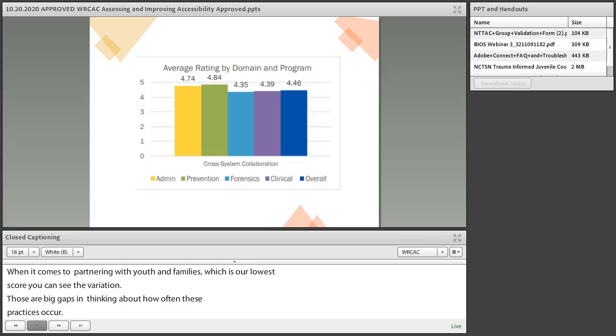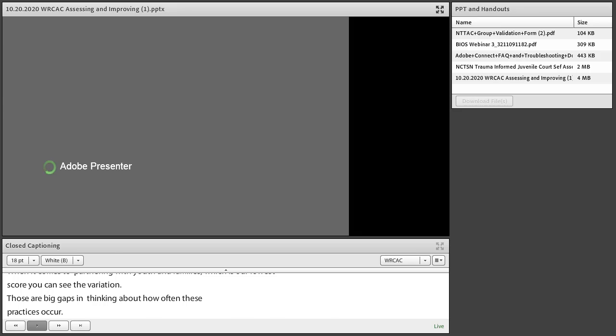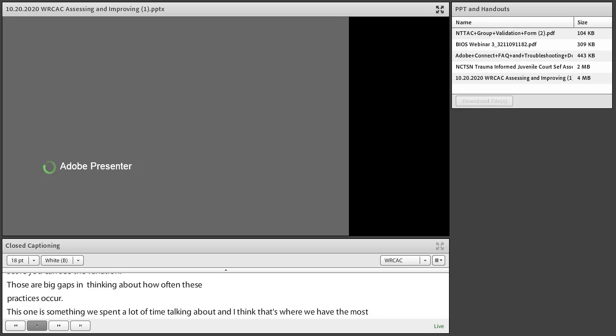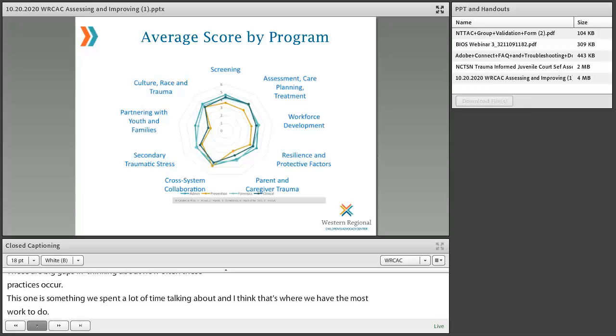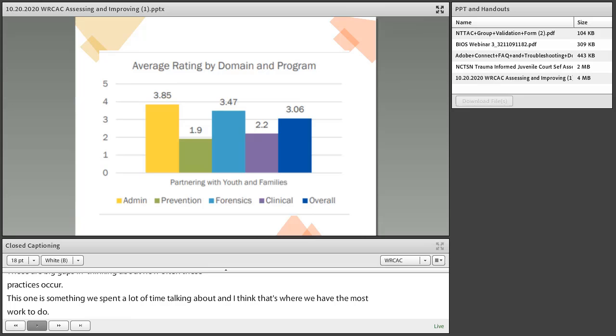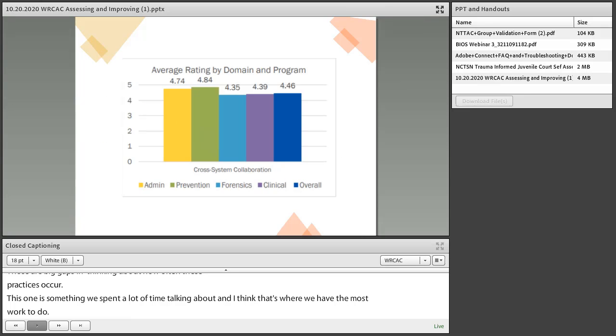And then again, on the cross-system collaboration, which is the one that we scored the highest on, there was a lot more consensus across the board, and I think that is really related to our role as MDT providers and facilitators. So there was a lot more consensus, like, yeah, we do this really well, and so we felt pretty good about that.